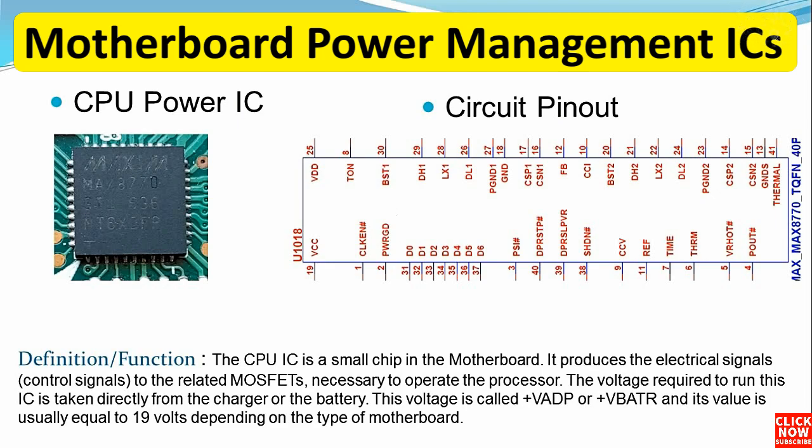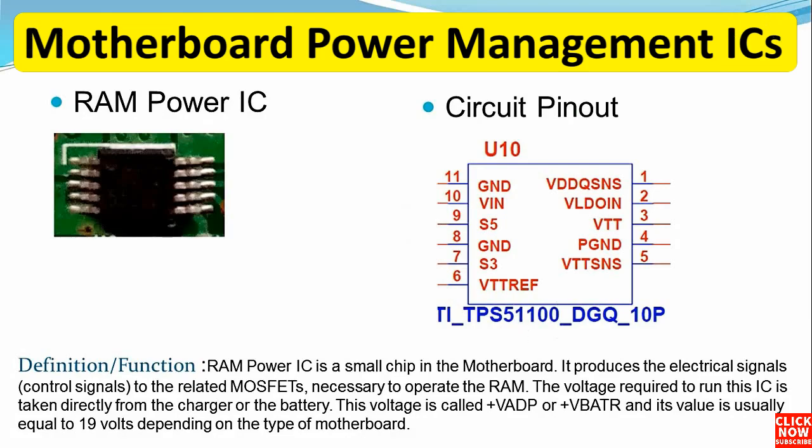So, as a definition, the CPU power IC is a small chip in the motherboard. It produces the electrical signals or control signals to the related MOSFETs necessary to operate the processor. The voltage required to run this IC is taken directly from the charger or the battery. Frequently, this voltage is 19 volts, depending on the type of the laptop. So, the voltage is called plus VADP or V-adapter or plus V-battery, and its value is usually equal to 19 volts, depending, of course, on the type of the motherboard. So, this IC is responsible for generating the working power for the CPU. We call it plus VCC core. It is always about 0.8 volt to 1.3 volts.